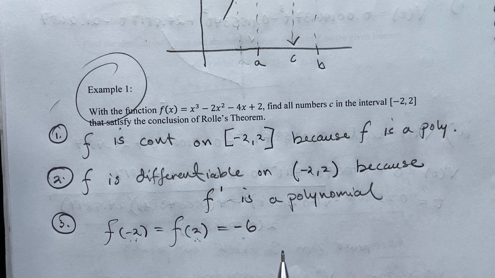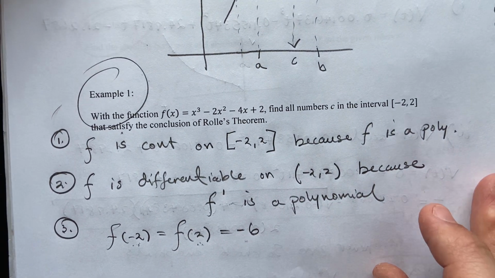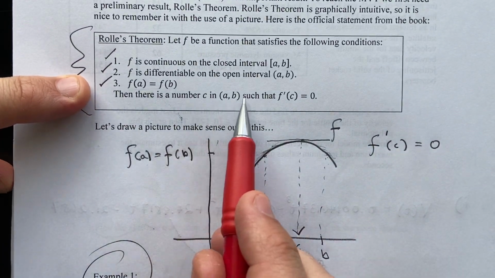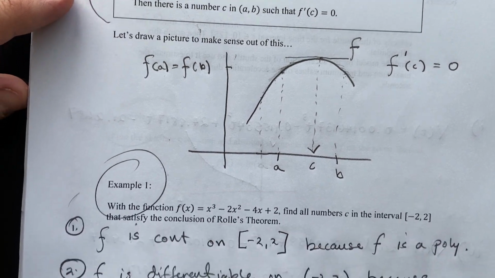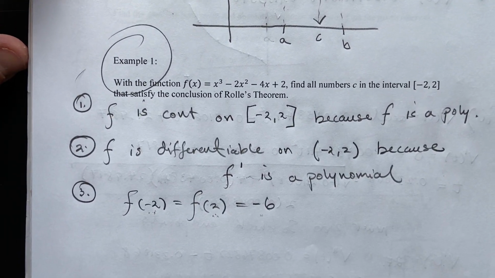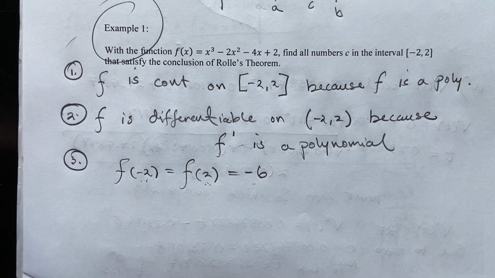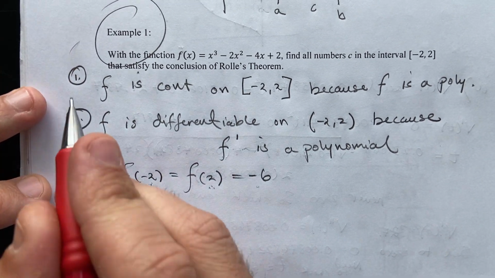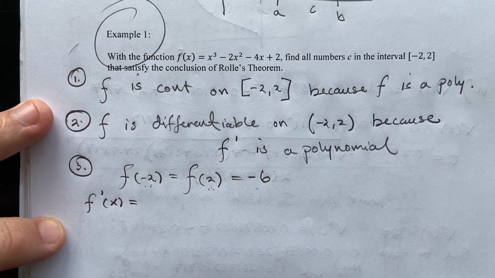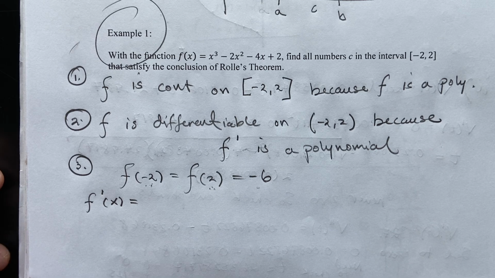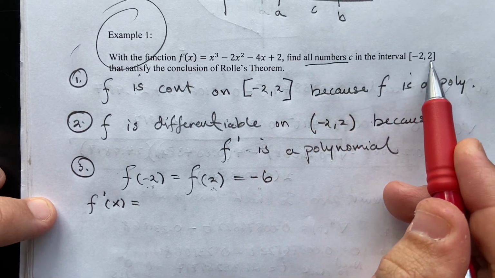So because those three conditions are met, we know that there must be a number c inside of -2 to 2 such that f prime of c is 0. In other words, the derivative is 0 there, so there's a min or a max there. Okay, so what I'll do now is take the derivative of f, and go searching for this c, because we're supposed to find all numbers c in this interval.